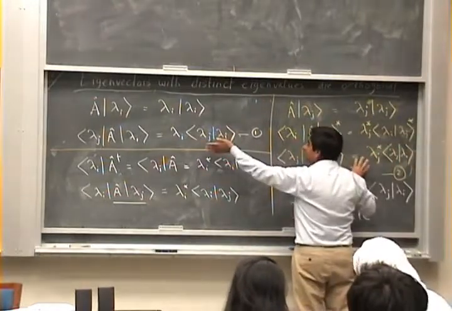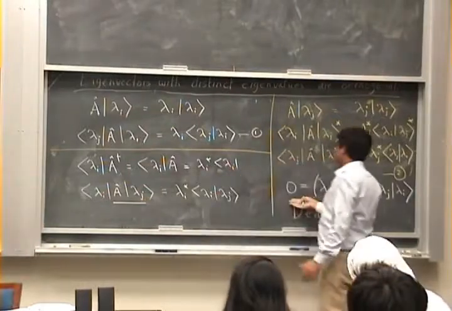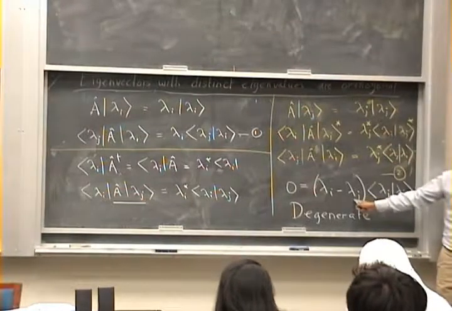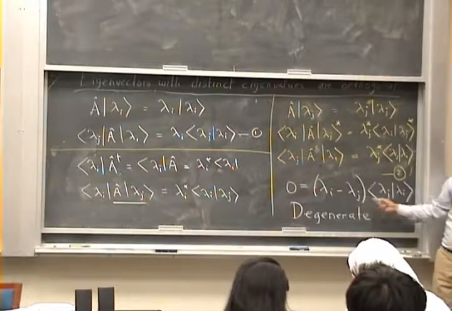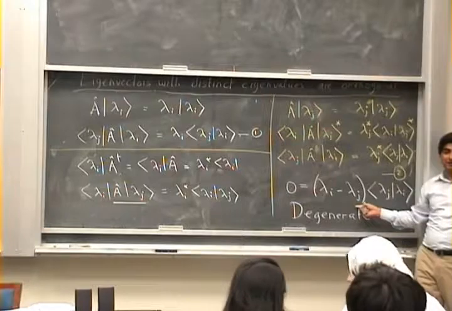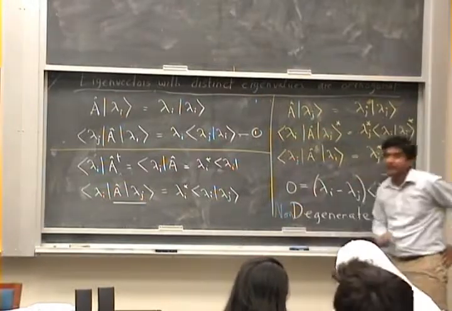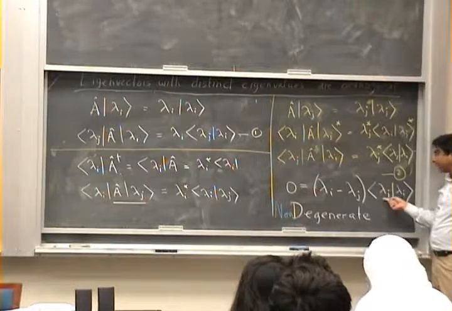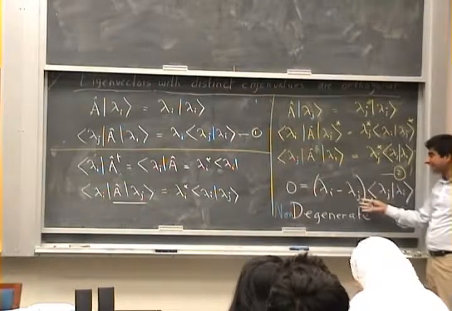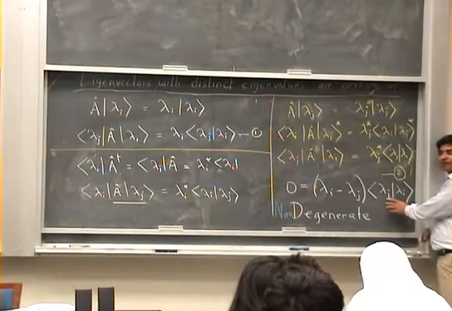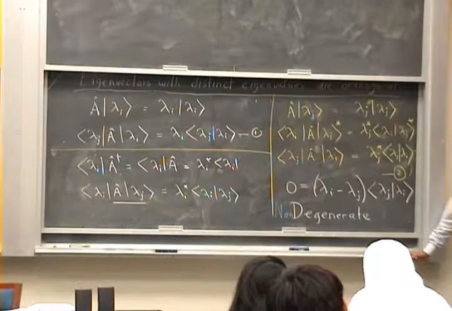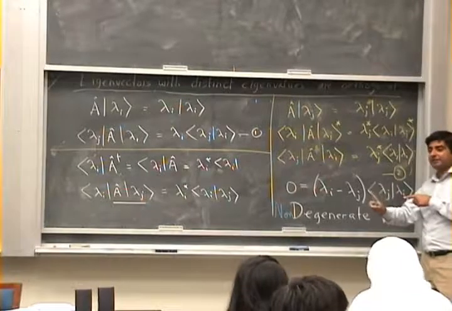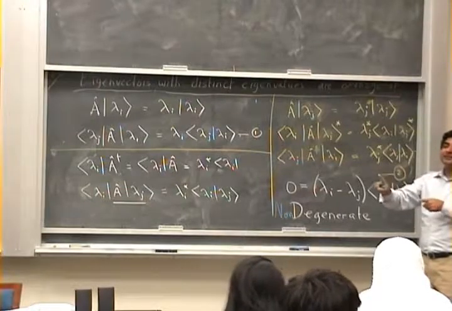I subtract 2 from 1. The left hand sides are identical. I get 0 here. I get lambda I minus lambda j star here, but lambda j star is just lambda j because it's the eigenvalue of a Hermitian operator. If lambda I is not equal to lambda j, which means I have non-degenerate states, then this number cannot be equal to 0. Hence, the inner product must be 0. When the eigenstates corresponding to distinct eigenvalues have inner product 0, it means that these states are orthogonal. Hence, for a Hermitian operator, the eigenvalues are real numbers, and the corresponding eigenstates, which means the non-degenerate eigenstates, must be orthogonal.